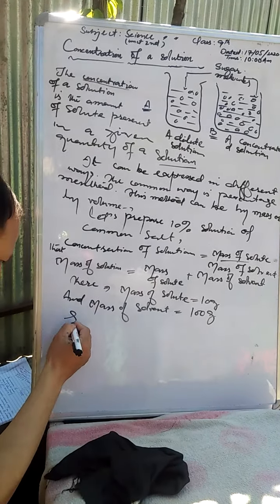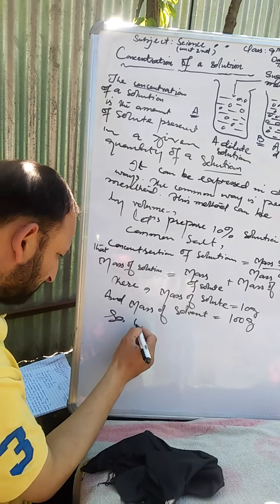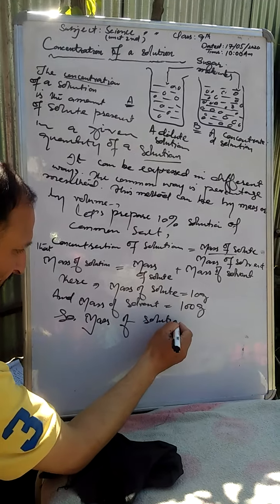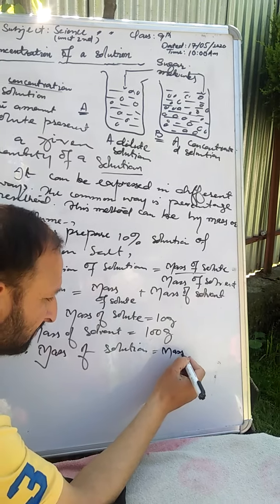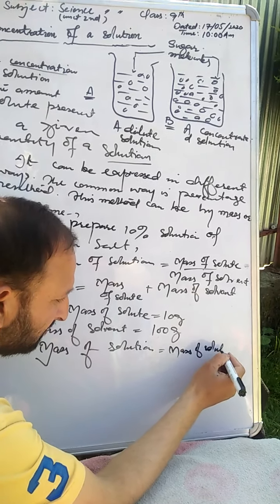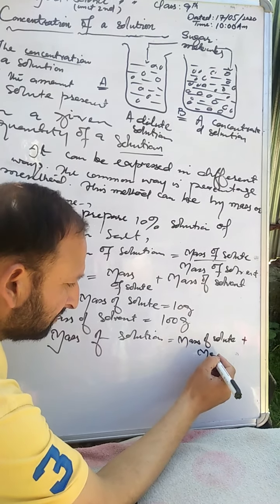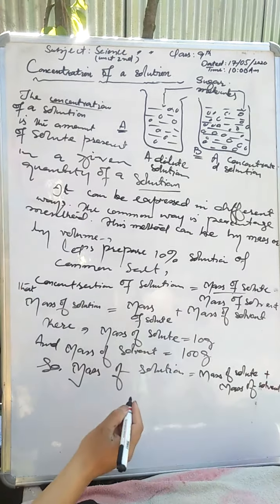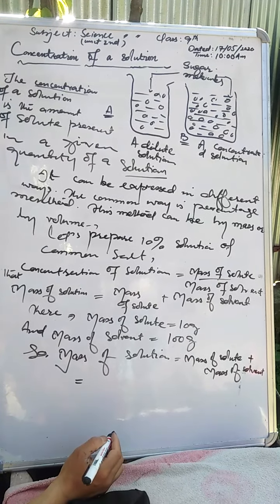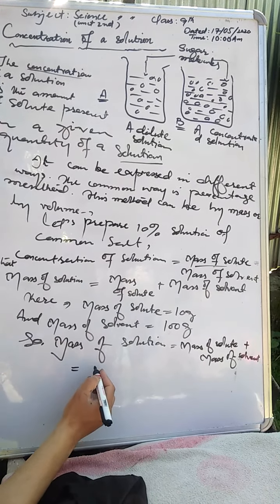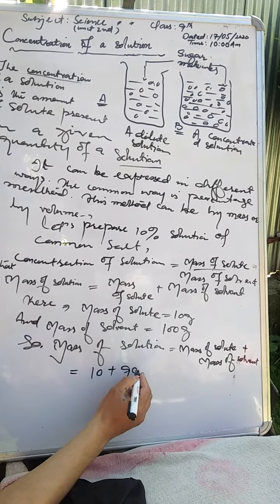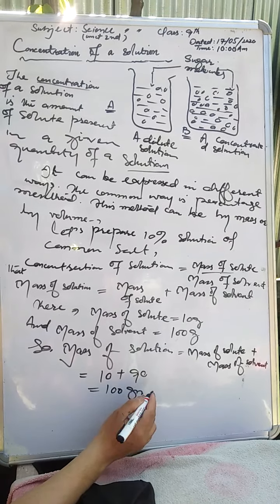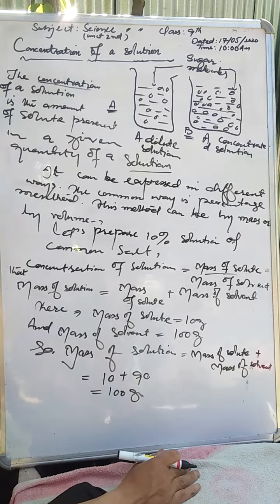Dear students, now putting these values, mass of solute and mass of solution, in the above formula, we get the concentration of solution as 10 divided by 100 and then multiplied by 100, which is equal to 10% by mass. Thus, the concentration of the salt solution is simply 10% by mass.